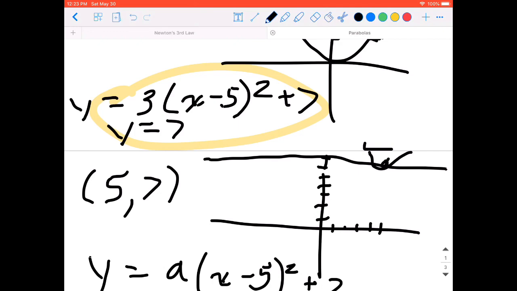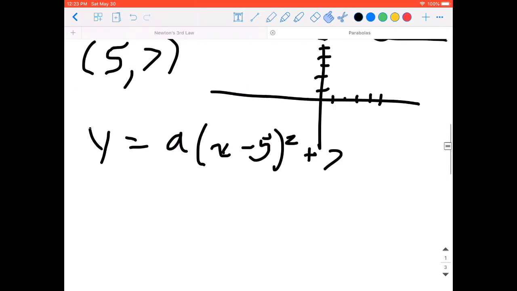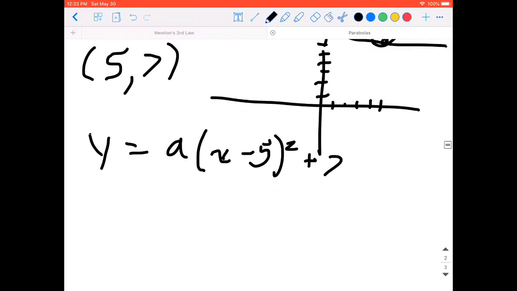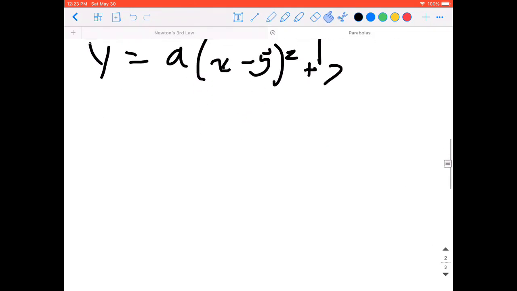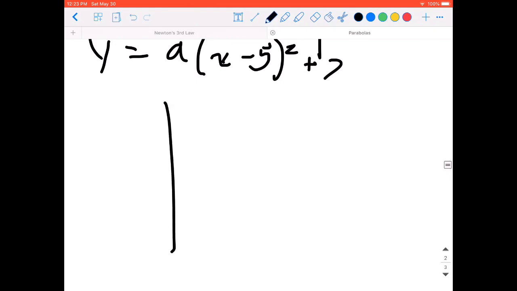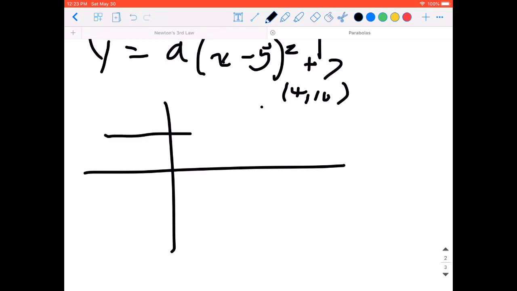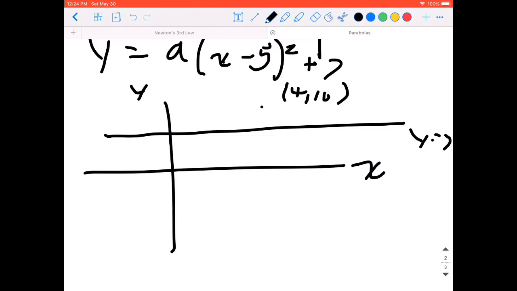Trying to do some mental math here. We've got 4, that's 3 times negative 1 squared plus 7, which is 10. So we've got (4, 10). And if we try to graph that, wait, my thing isn't working, there we go. So there's the x and y axis, (4, 10), and the line y equals 7. That's the y-axis, that's the x-axis, and we would just flip it over the line.